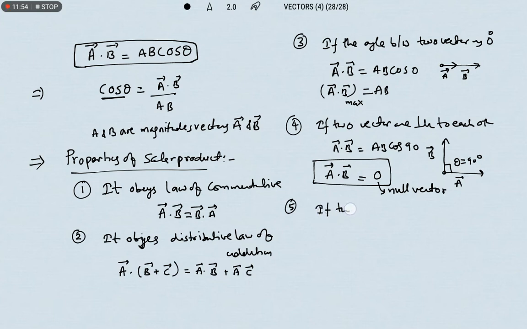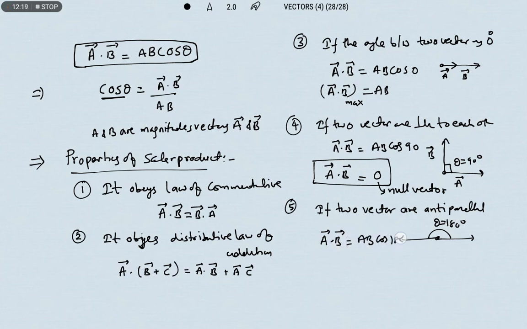And next, if two vectors are anti-parallel, that means they are opposite vectors. If they are opposite vectors, the angle between them theta is equal to 180. If theta equals 180, we can write a bar dot b bar is equal to ab cos 180. So cos 180 value is minus 1, therefore a bar dot b bar is equal to minus ab.